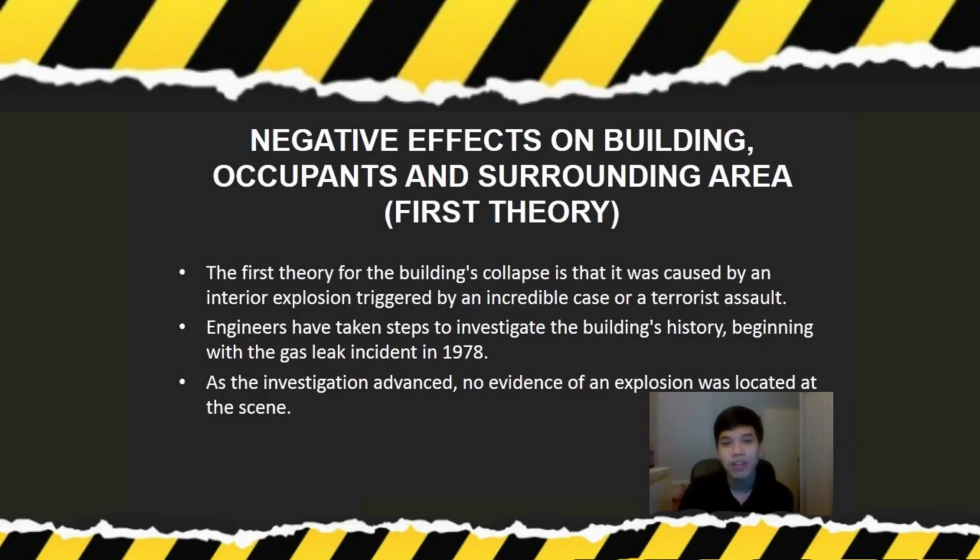Engineers and investigators came up with a theory that there might have been an interior explosion triggered by an accidental gas leak or a terrorist assault. So engineers took steps to investigate the building's history, beginning with the gas leak incident in 1978. However, after the investigations were made, there was no evidence of an explosion at the scene. So after thorough investigation, they quickly withdrew this theory from the equation, which leads us to the second theory.